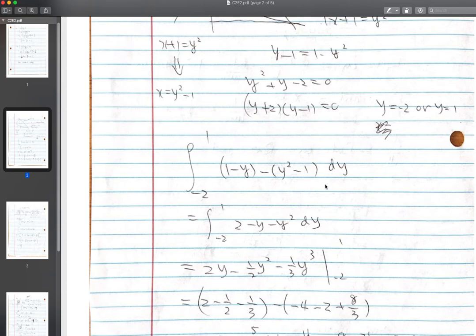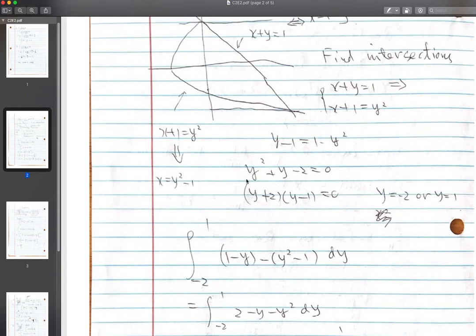And now looking at the story of dy. First of all, I hope you still remember dy is really part of the product. And also because of dy, it tells us this is an integral in terms of y. And actually, we already have everything set up in terms of y, right? And according to the calculation in the beginning, y is running from -2 to +1. So this is how I set up the integral to represent the area.